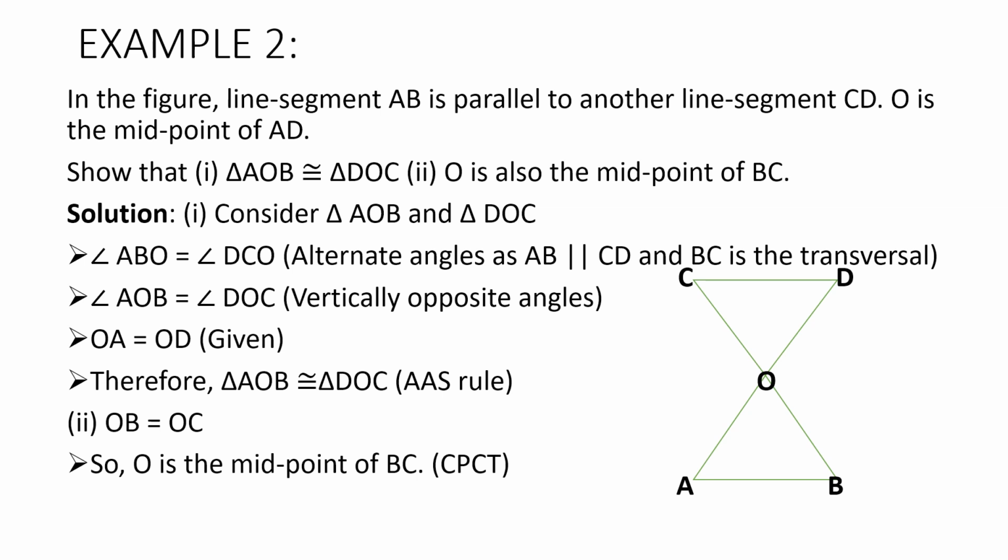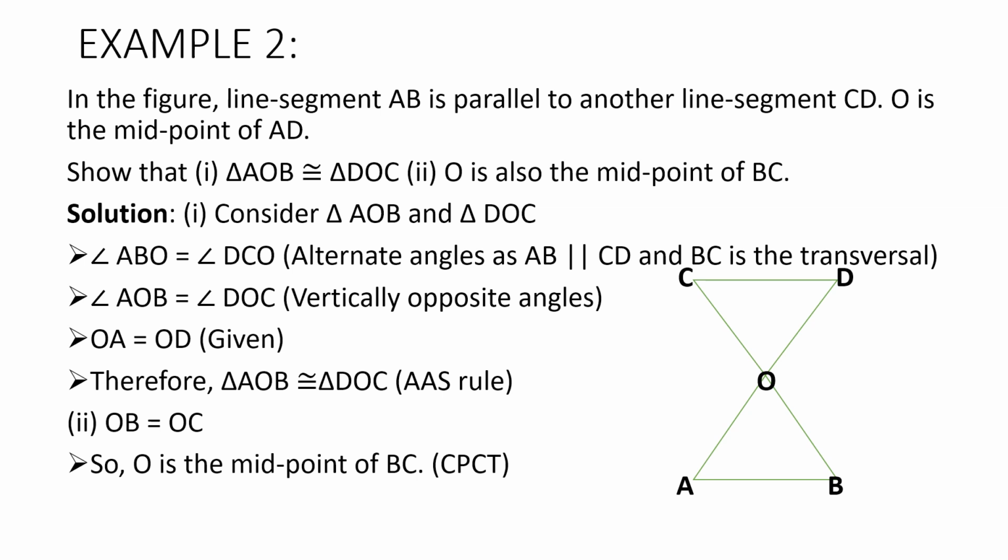Second example, in the given figure, line segment AB is parallel to another line segment CD. O is the midpoint of AD. Two things you have to show. First thing, you have to show that triangle AOB and triangle DOC are congruent. So first of all, as I told you, consider the two triangles which you need to prove to be congruent, so triangle AOB and triangle DOC. Now you can see that AB is parallel to CD. It is given that AB is parallel to CD. So the alternate angles will be congruent.